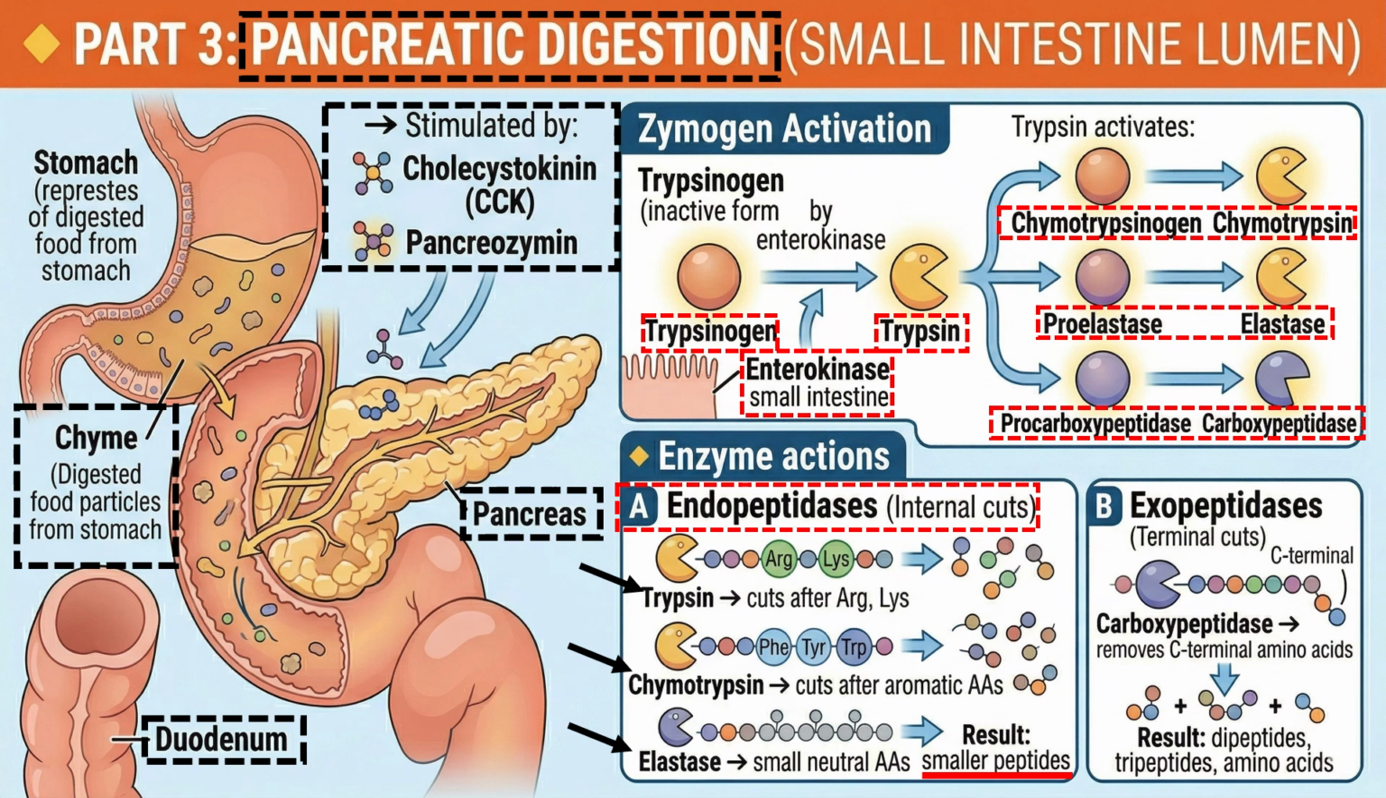The second type of the enzymes already discussed, that is the exopeptidases, break the proteins at their ends. Carboxypeptidases remove the amino acids from the C-terminal end, resulting in dipeptides and tripeptides along with the free amino acids. So the end result of this phase, that is the pancreatic digestion phase, is that large polypeptides from the stomach are broken down into small peptides and amino acids.